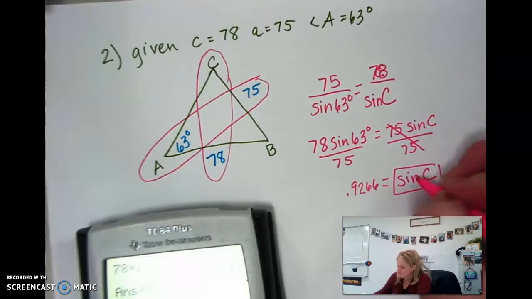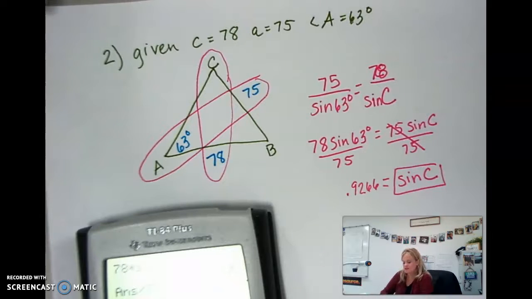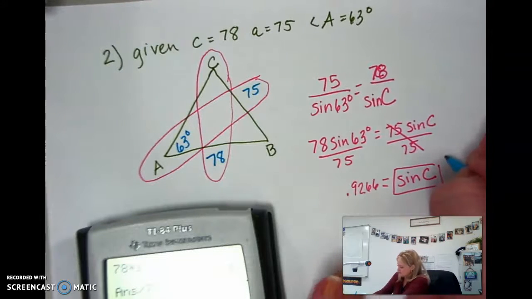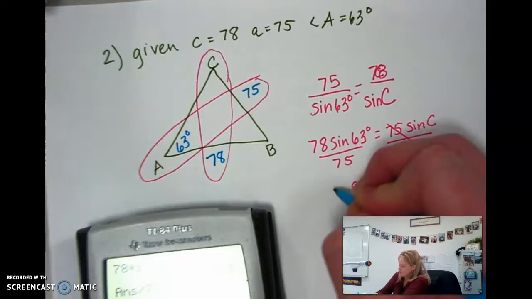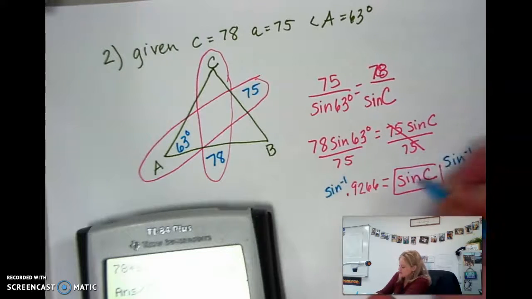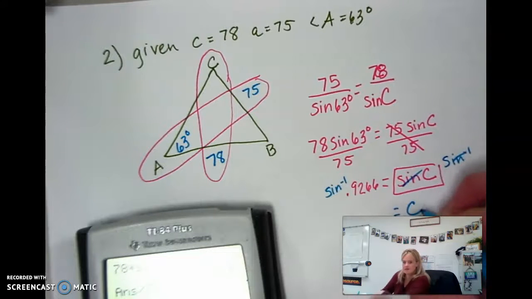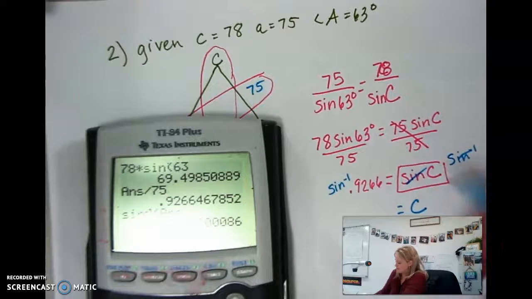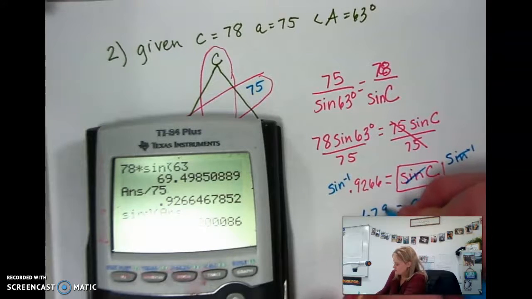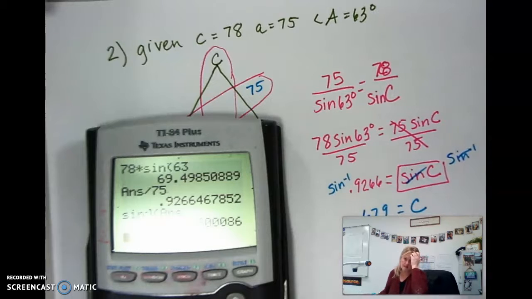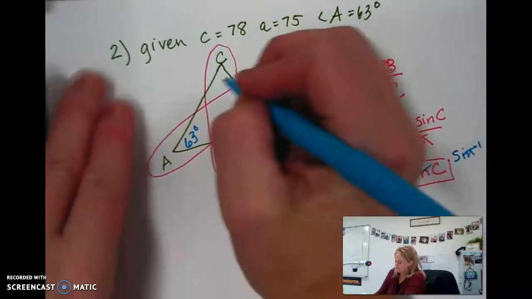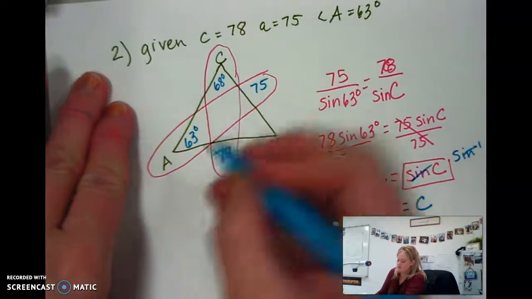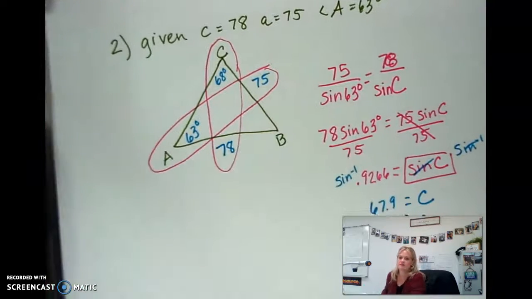So how do I find the missing angle? What key do I use on my calculator? I have to do the inverse sine now to both sides. That will give me C. And when I do the inverse sine, I get 67.9 or 68 degrees, which makes a whole lot more sense when this angle in here was 63 degrees. Okay?